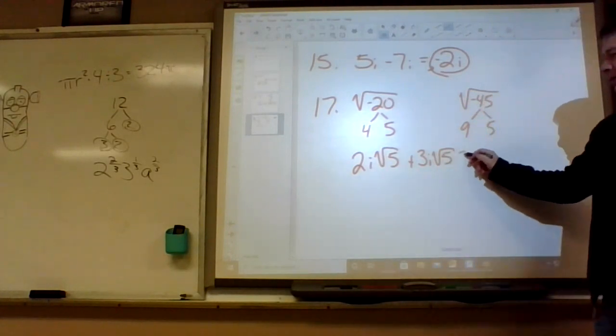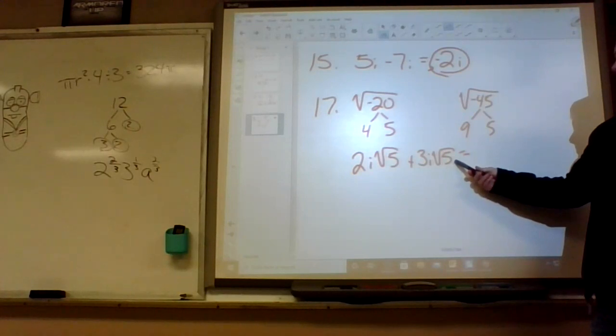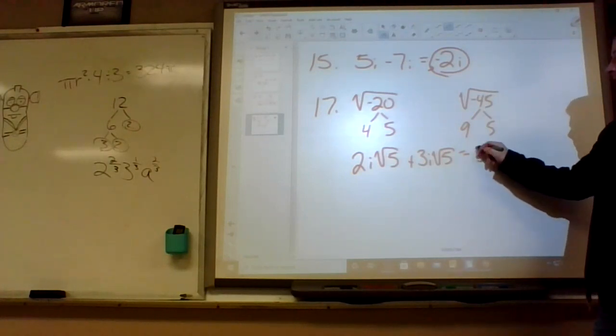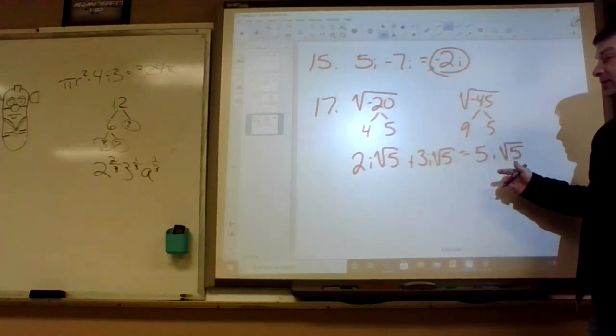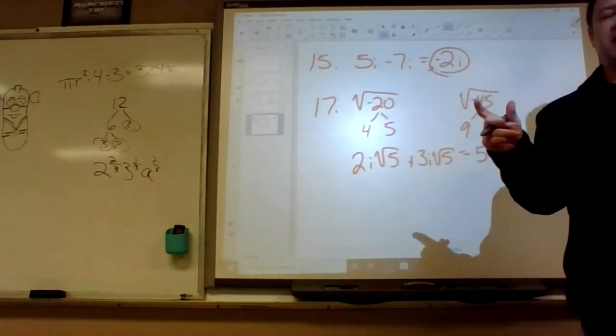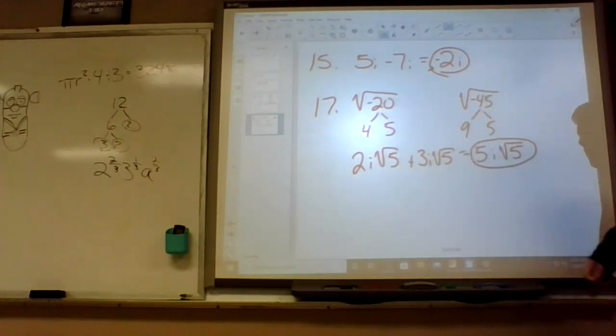All right, what do you guys think? 2i square root of 5 plus 3i square root of 5. 5i square root of 5, yeah. So we just added the 2 and 3 again. Yeah, if they both have the i and the square root of 5, they are like terms. You can add those together.